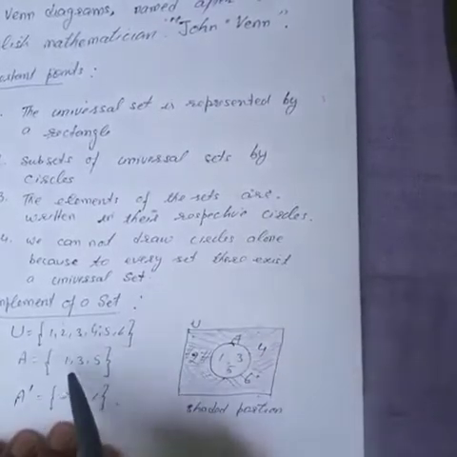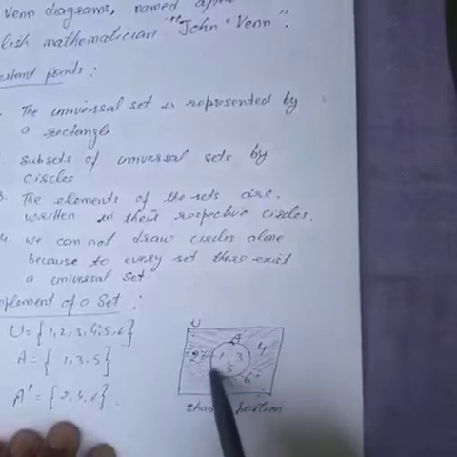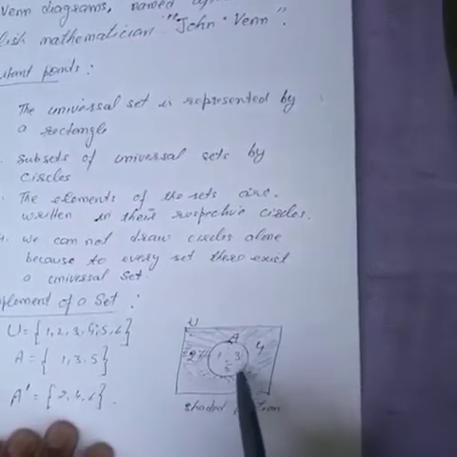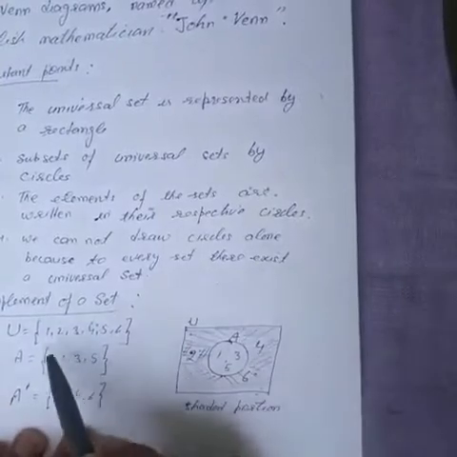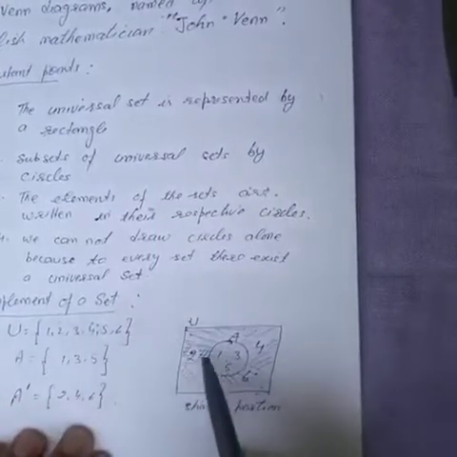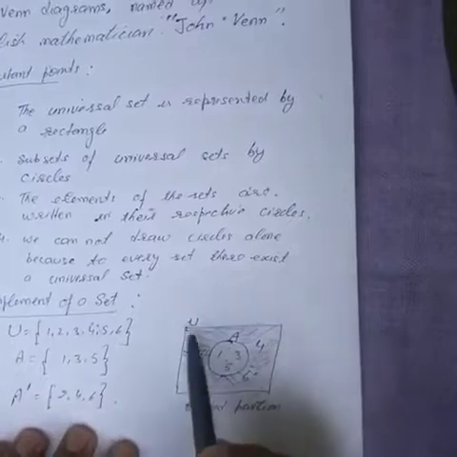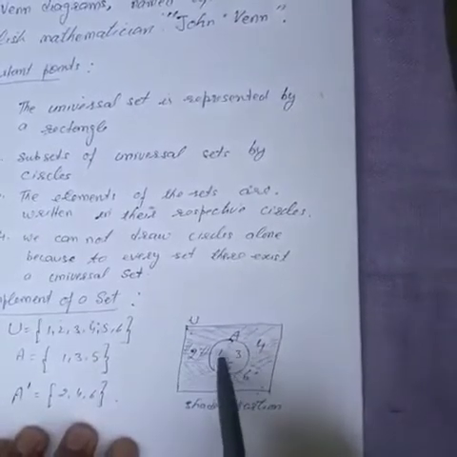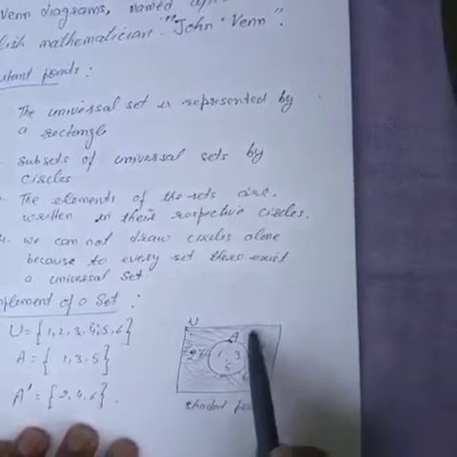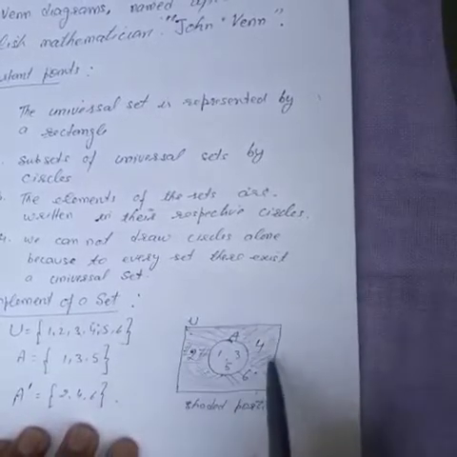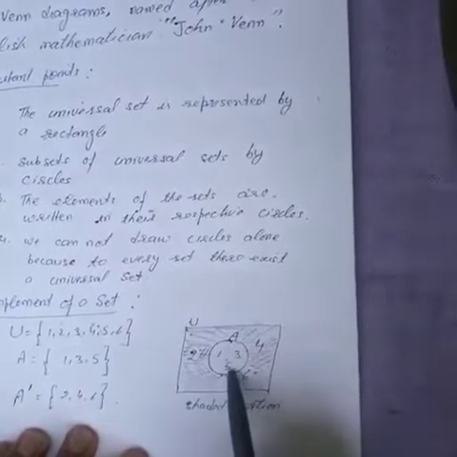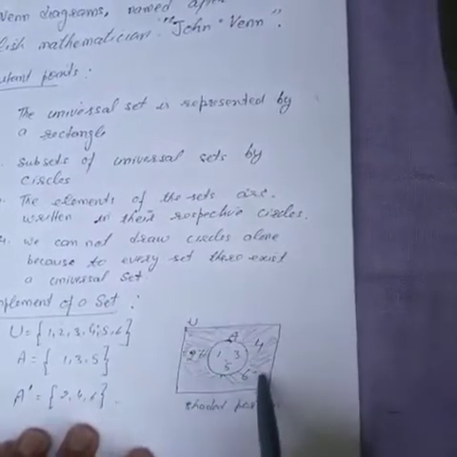Now the elements of A will be written inside the circle, there are 3 elements 1, 3 and 5, right inside the circle. The remaining elements of U we will write down outside the circle. It means this universal set contains these elements 1, 2, 3, 4, 5 and 6. Total 6 elements lie inside U, and elements of A are 3 in number. So A is a subset of U.